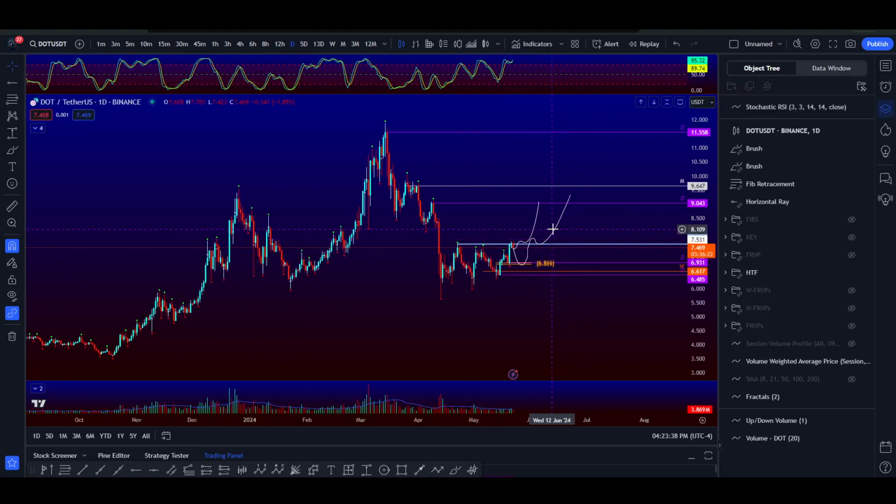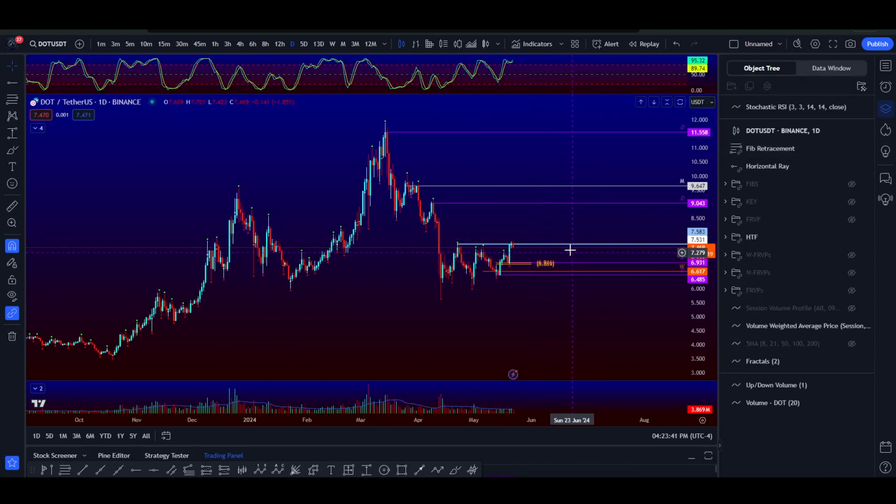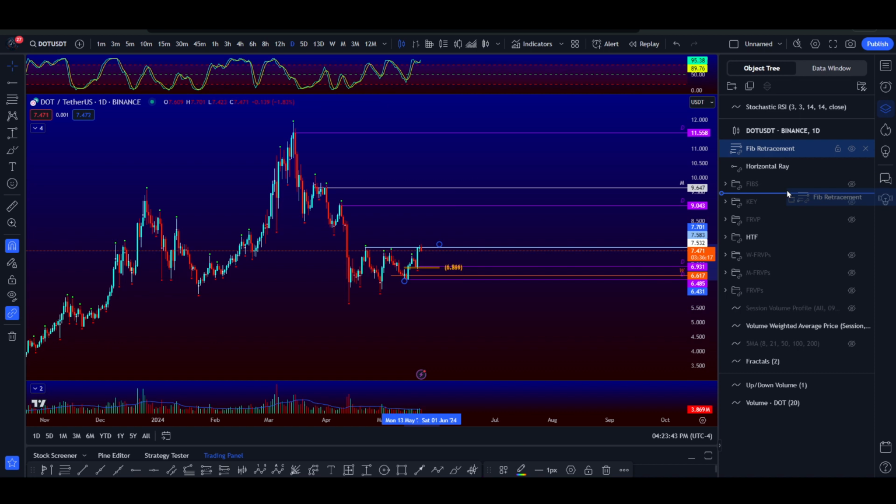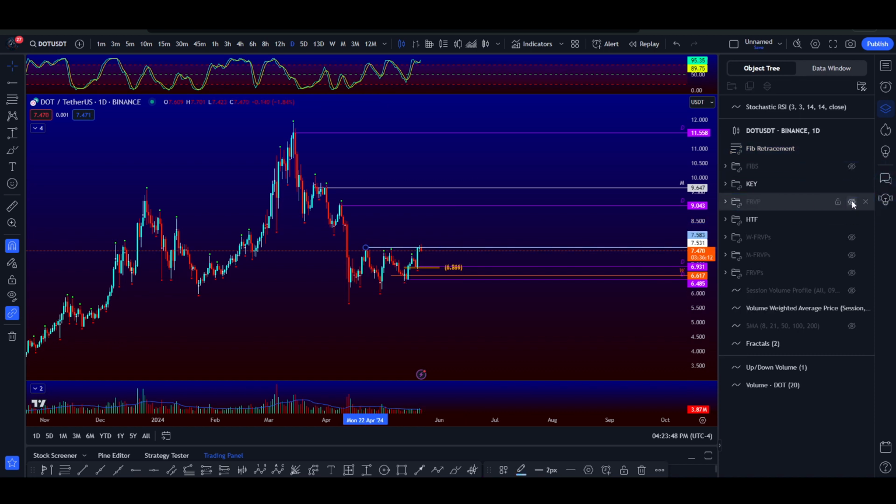So let's go ahead and just turn on some of the other levels which we had before. I'm actually going to keep this on there, so let's go ahead and move that there. This horizontal, we'll keep that there too as well.